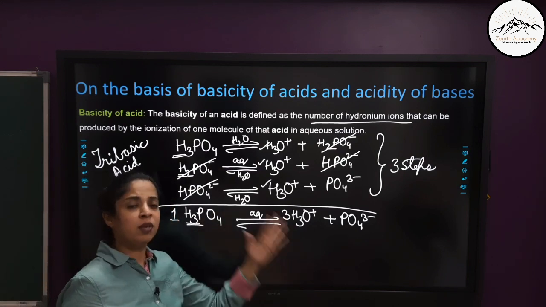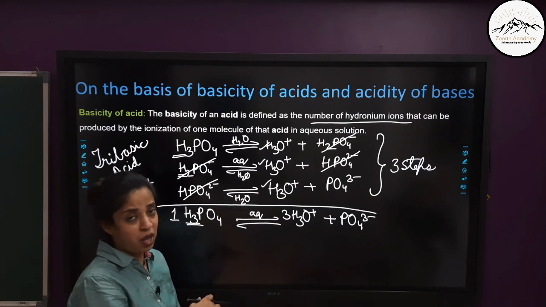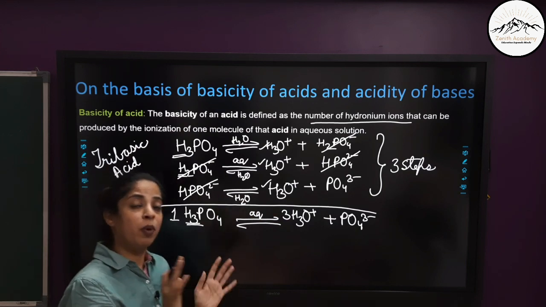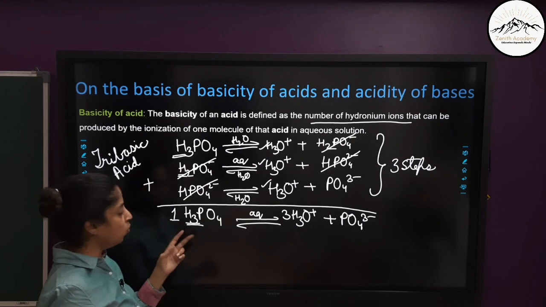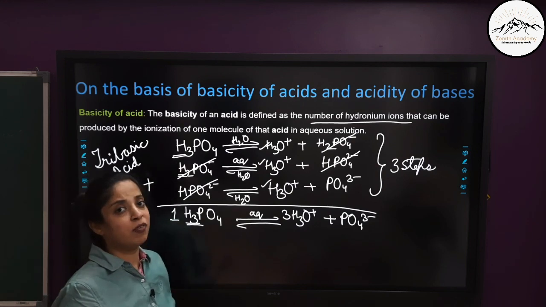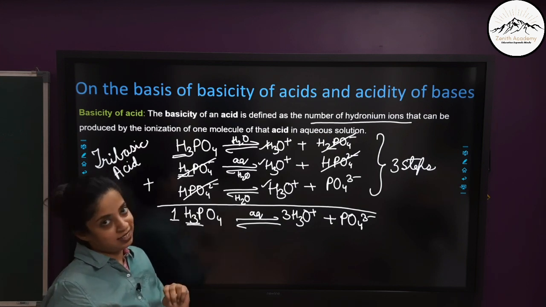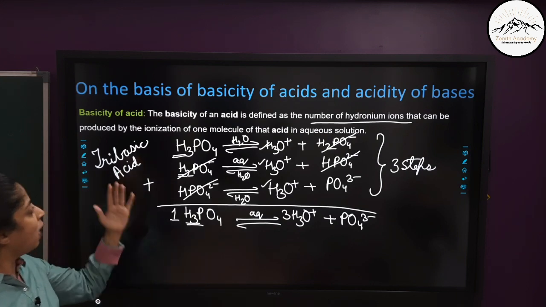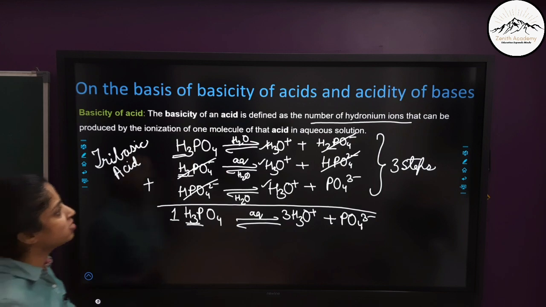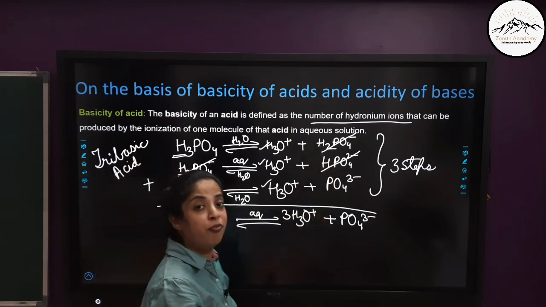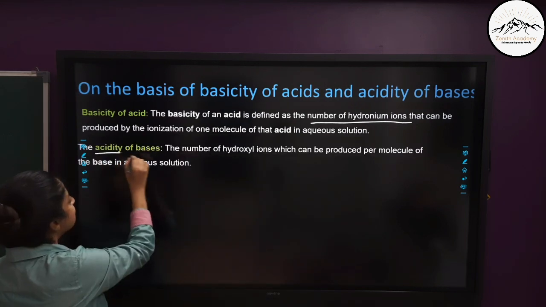So if all of the replaceable hydrogens are replaced by a metal ion, then it will form a normal salt. If 2 or 1 is replaced, it will form an acidic salt. So it will form 1 normal salt and 2 acidic salts. So this was about tribasic acids. Now let us read about the acidity of bases.